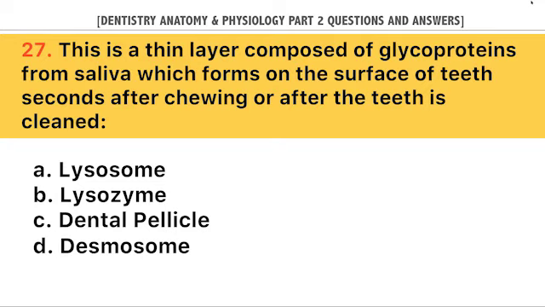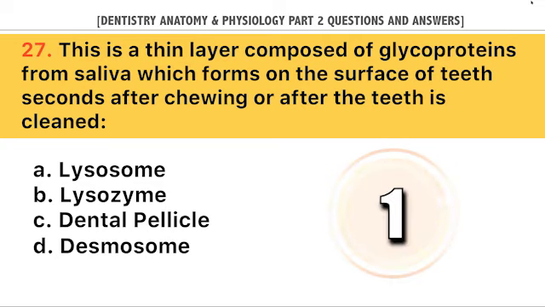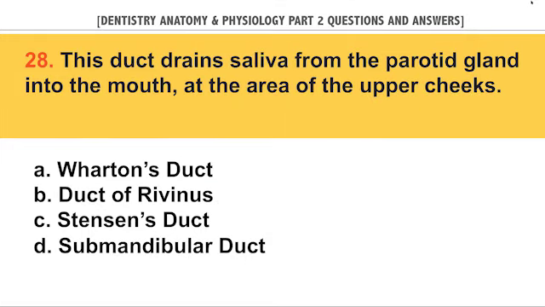This is a thin layer composed of glycoproteins from saliva which forms on the surface of teeth seconds after chewing or after the teeth are cleaned. A. Lysosome, B. Lysozyme, C. Dental pellicle, D. Desmosome. Answer C. Dental pellicle.